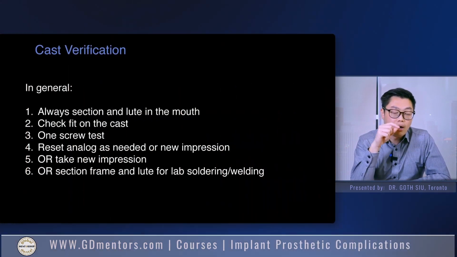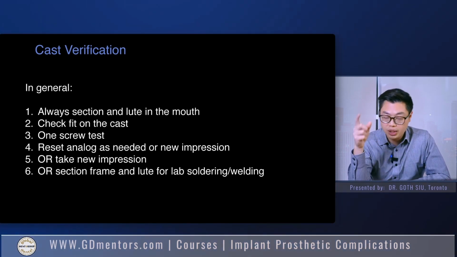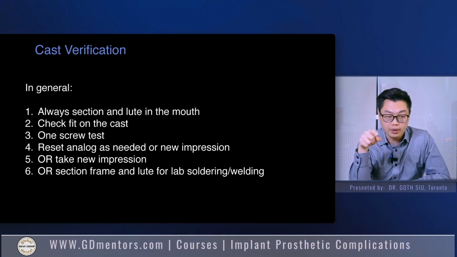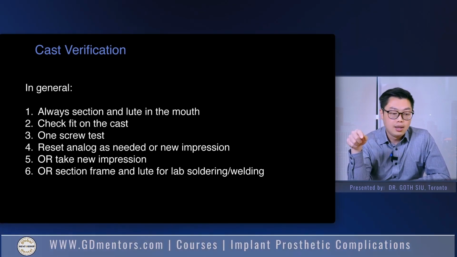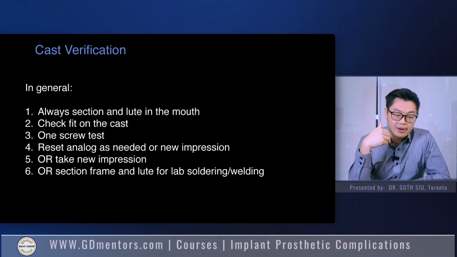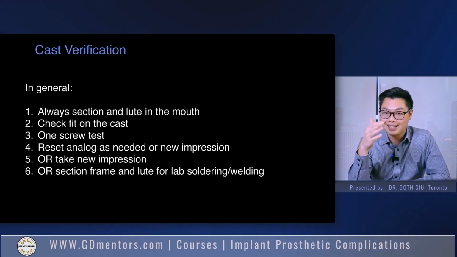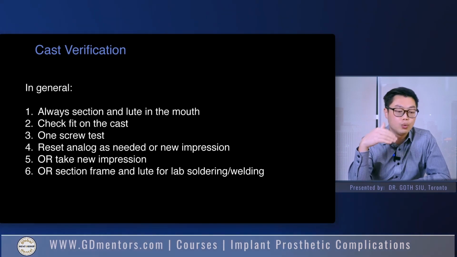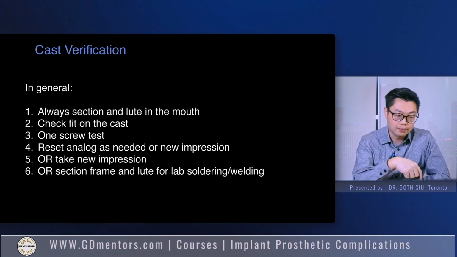Because on the model, you can actually remove the soft tissue. There's now no saliva, there's no soft tissue or anything like that. You can actually look very clearly 360 to see if things are all seated. In the mouth, sometimes there's saliva, there could be blood, there could be plaque, there could be soft tissue holding it. You can't see as clearly. So you want to always section and rejoin in the mouth and check on the model.